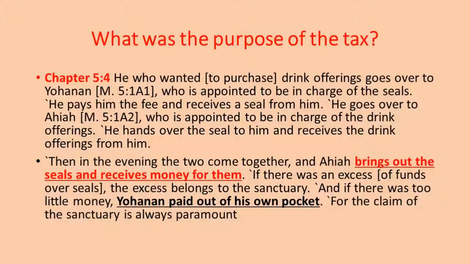Chapter 5, verse 4. He who wanted to purchase a drink offering goes over to Yochanan, who is appointed to be in charge of the seals. He pays him the fee and receives the seal from him. He goes over to Ahiah, who is appointed to be in charge of the drink offerings. He hands over the seal to him, and he receives the drink offerings from him.